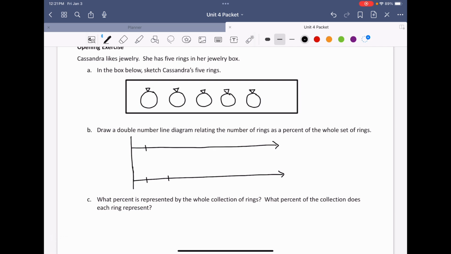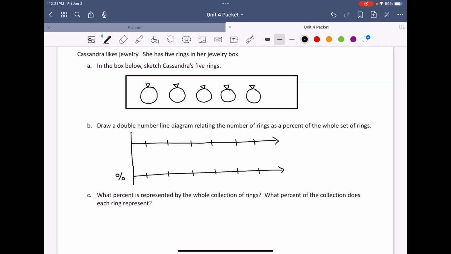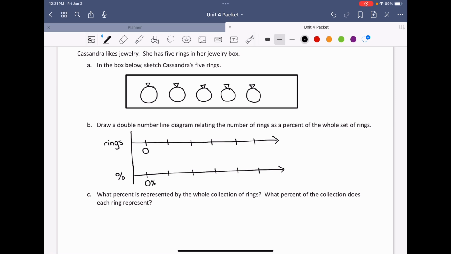For the bottom, we'll put the percent. So 1, 2, 3, 4, 5, 6. 1, 2, 3, 4, 5, 6. And try to make sure those dashes are right on top of the other ones. So our percent is going to be on the bottom, and the rings will be on the top. So if Cassandra has 0 rings, then she has 0% of the rings. If Cassandra has 1 ring, 2, 3, 4, 5, we're going to break down these percentages based on each ring.